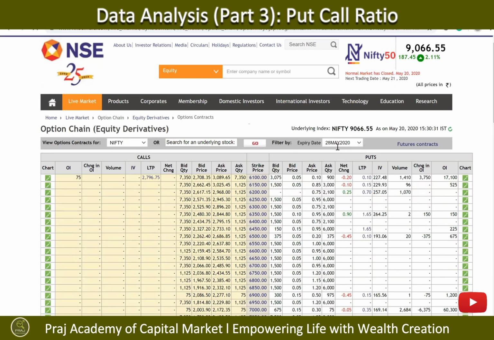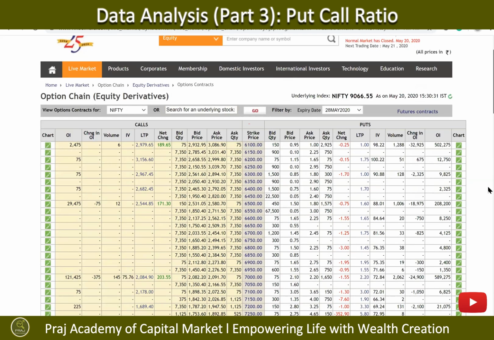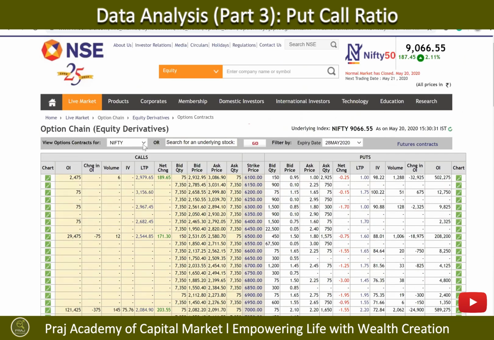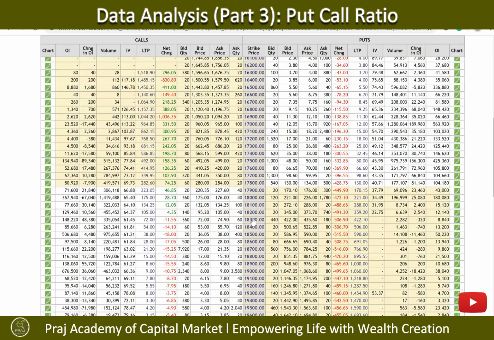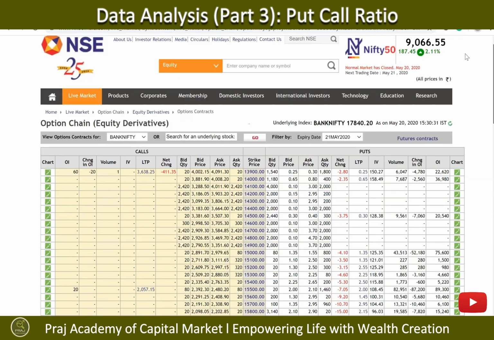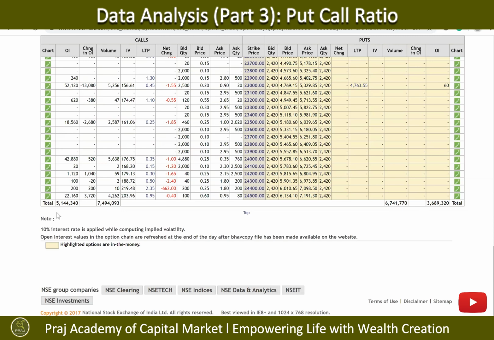Then I can also see for 28th May what kind of PCR is building up, and that's here. In the next week, there are more puts, less calls. So that means the PCR is more than 1 for the next option series of Nifty. You can also pick up Bank Nifty from here, right? And you can also see the put call ratio for Bank Nifty. In Bank Nifty, you would observe at this point of time, calls are much higher than puts in comparison with Nifty, because Bank Nifty is weaker at this point of time.